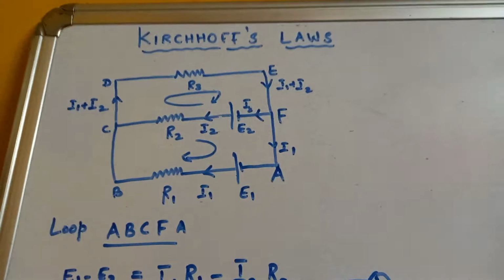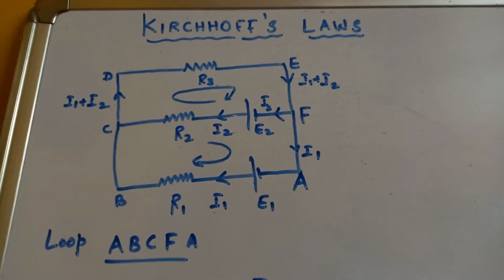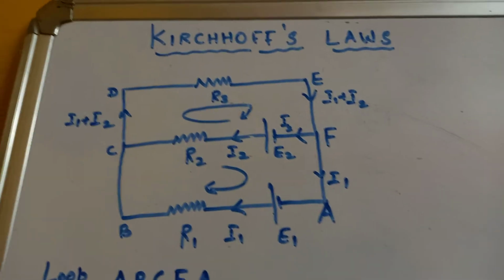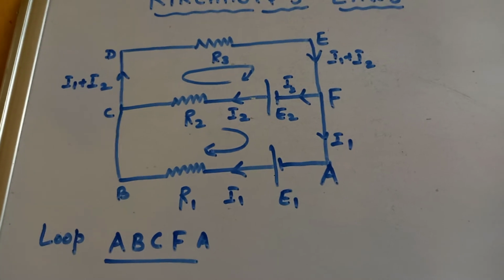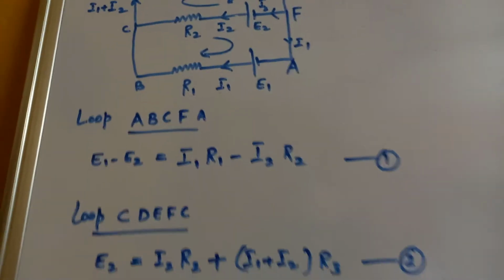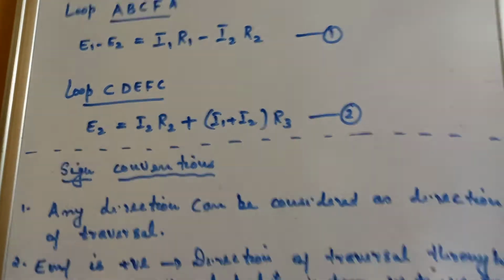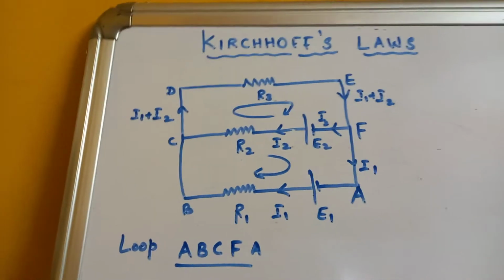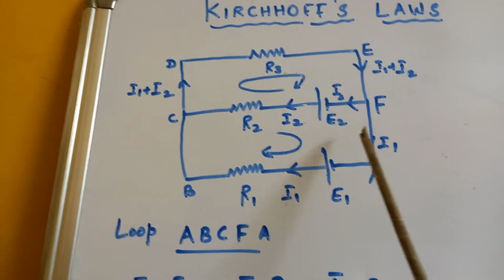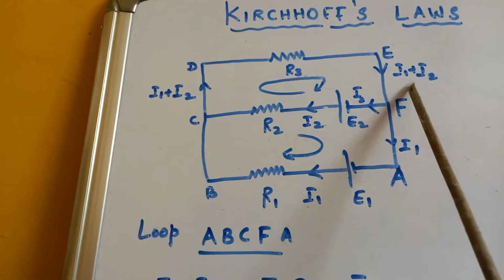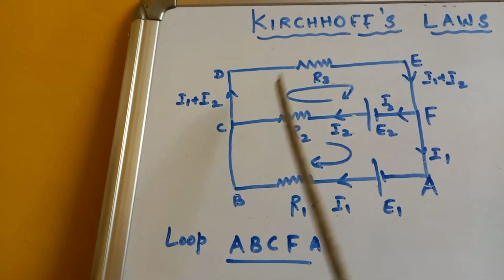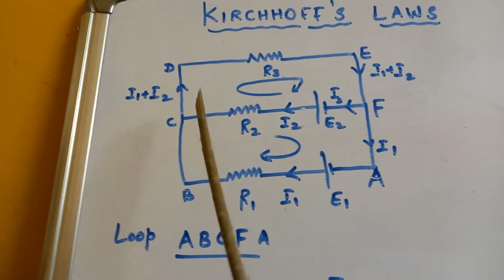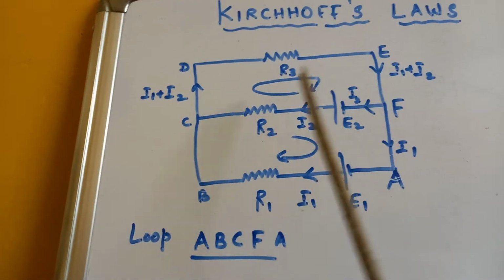So if any electrical circuit is given and you have to calculate the current, you have to consider different closed loops. Whenever you consider the loop, the first sign convention is that any direction can be considered as the direction of traversal. In this loop, either you can take A, B, C, F, A, which is the clockwise direction, or you can take A, F, C, B, A, which is anti-clockwise.